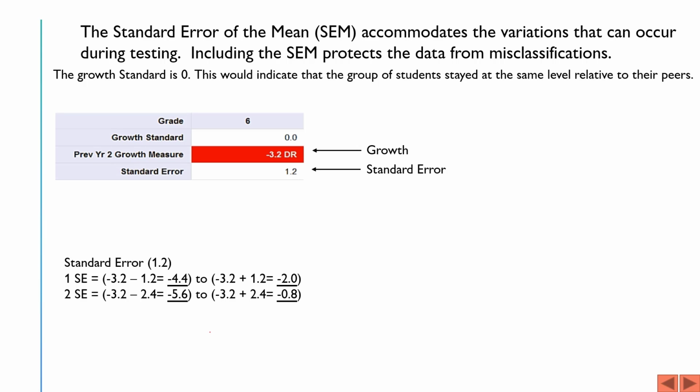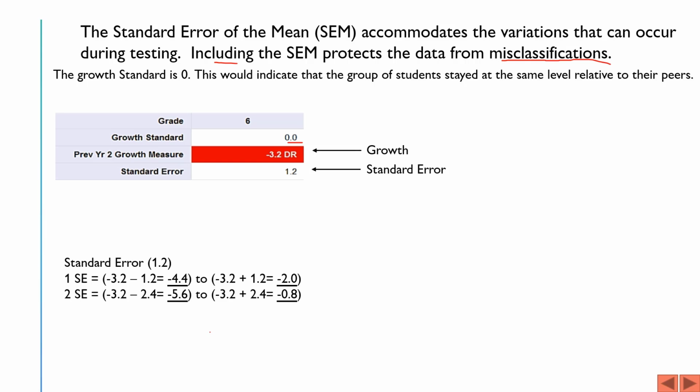So let's go back to looking at our growth model. So again, the standard error is keeping us from misclassifying. It's taking into consideration the students that have bad days and good days, and it's smoothing that data out. The growth standard, again, is 0. That's our expected growth. We expect our kids to move along at the same rate as all the rest of the groups of students move along. So 0 is our center point.